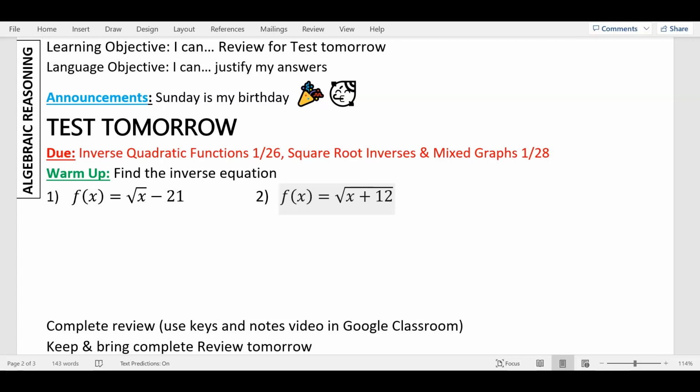Now, when you get to the review, the keys are on the walls, and the key is on the Google Classroom, and a video of me doing the review is on the Google Classroom. So you have plenty of resources. If you don't finish the review today in class, it is incumbent upon you to do it tonight at home. Okay? It's your duty to do it on your own.